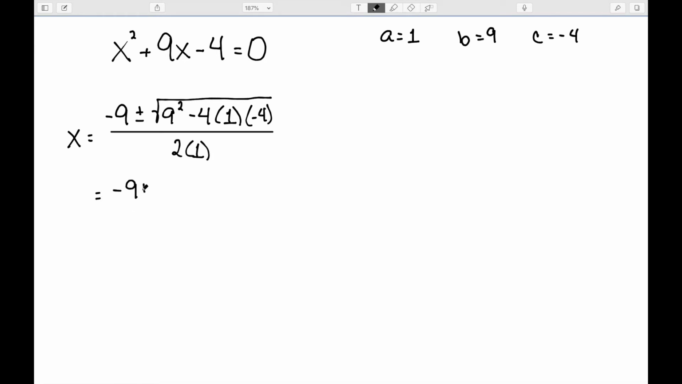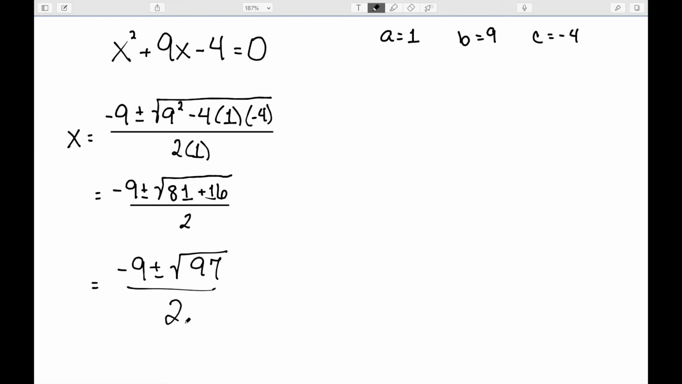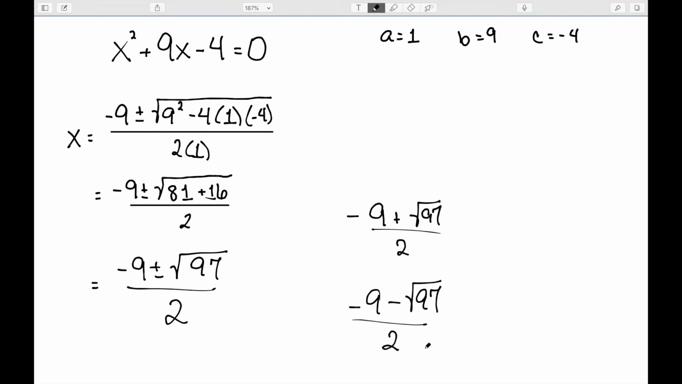So this is negative 9 plus or minus the square root of 9 squared, which is 81. Negative 4 times 1 times negative 4 is positive 16, all over 2. Well, 81 plus 16 is 97, over 2. So my two solutions are negative 9 plus the square root of 97 over 2, and negative 9 minus the square root of 97 over 2.